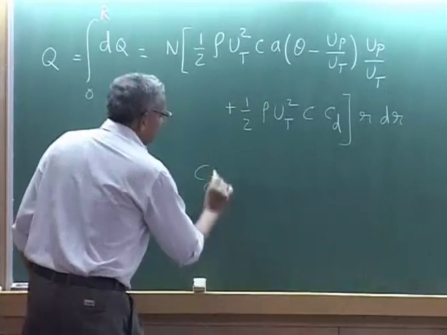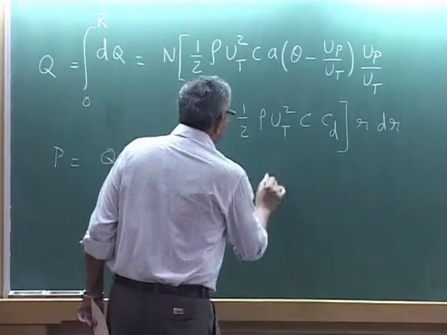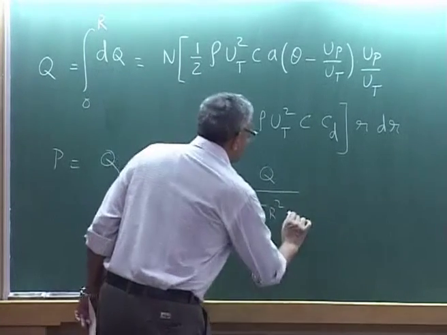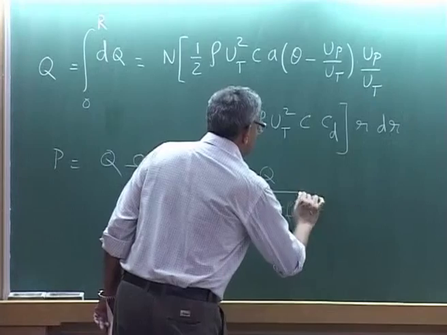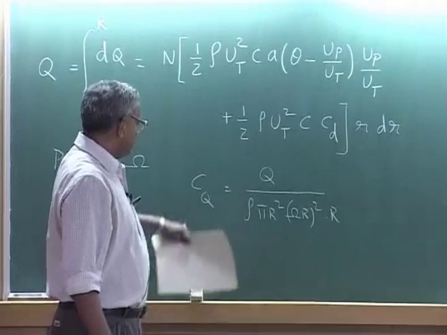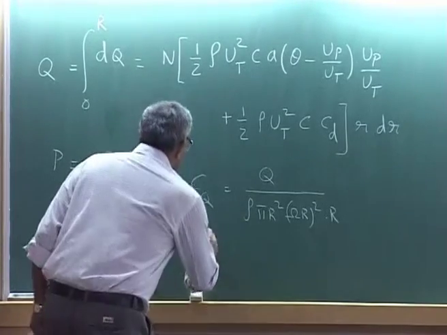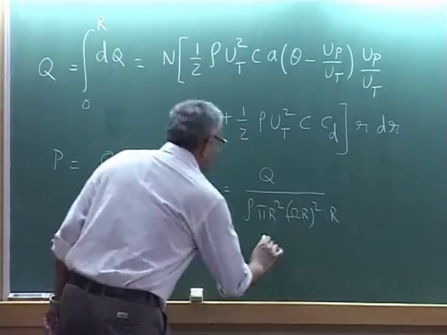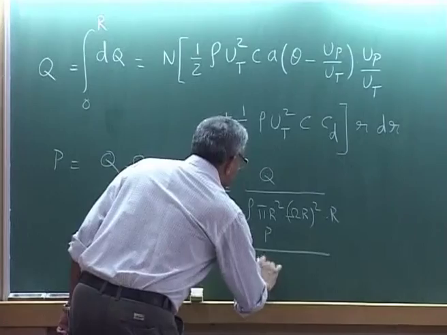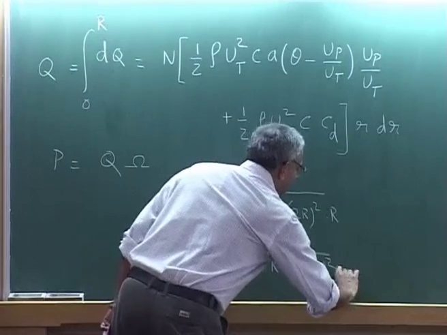So, non-dimensional CQ, which is the torque coefficient, this is nothing but Q over rho pi R square, omega R whole square, into R. This is the torque coefficient, and you will look at power coefficient, Cp, which is power divided by rho pi R square, omega R whole square, into omega R.